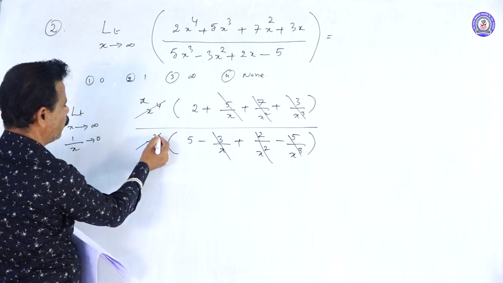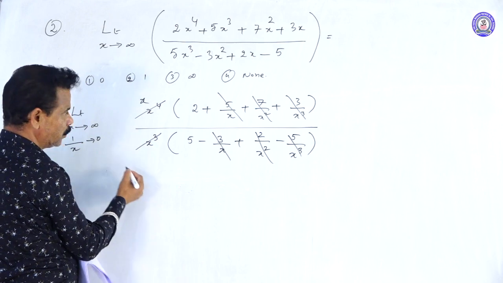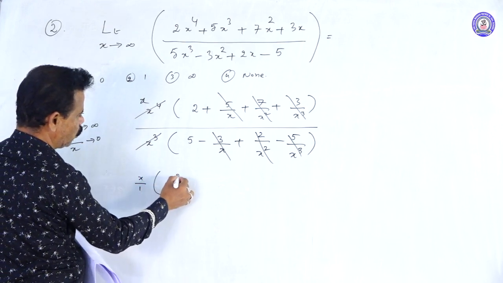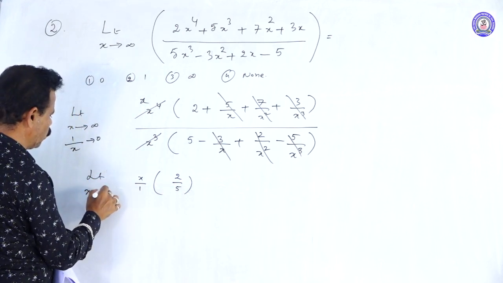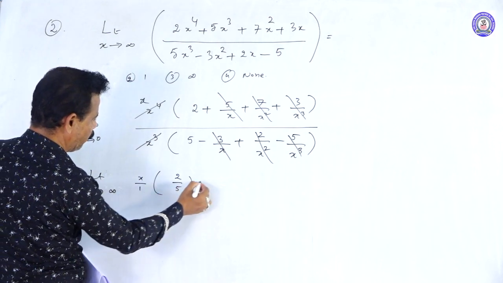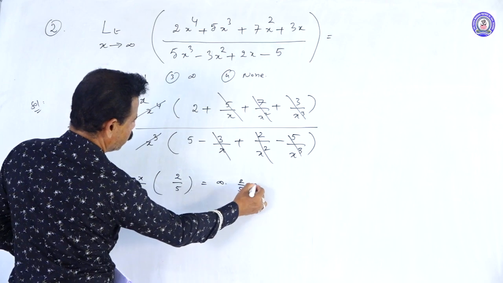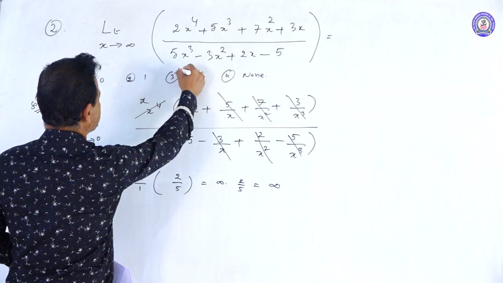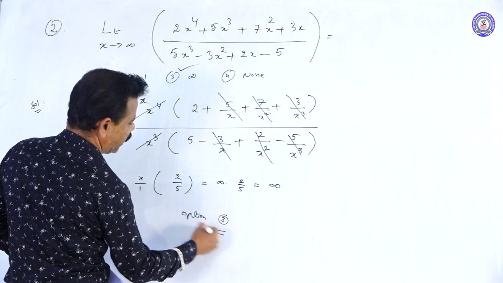Here x power of 4 by x power of 3 cancels to x. So remaining is x by 1 times 2 by 5. As the limit x tends to infinity, this is infinity into 2 by 5, which is infinity. So the option is the third option. The third option is the right answer.